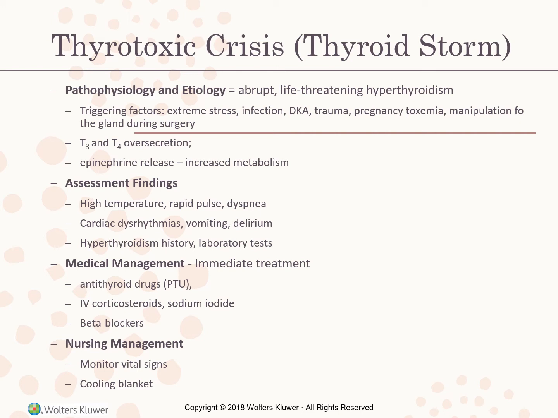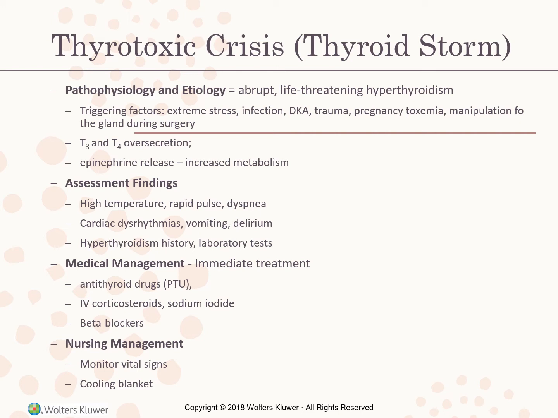Thyrotoxic crisis is also known as a thyroid storm or thyrotoxicosis, which is an abrupt and life-threatening form of hyperthyroidism, and it's thought to be triggered by extreme stress, infection, diabetic ketoacidosis, trauma, toxemia of pregnancy, or manipulation of a hyperactive thyroid gland during surgery or physical examination. Now, although it's rare, this condition can occur in patients with undiagnosed or inadequately treated hyperthyroidism.